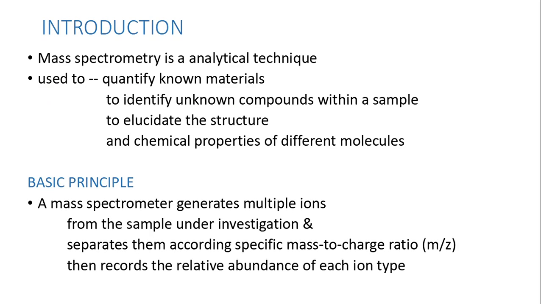So, coming to the introduction, mass spectrometry is an analytical technique used to quantify known materials, to identify unknown compounds within a sample, and to elucidate the structure and chemical properties of different molecules. So what is the basic principle? The basic principle is that a mass spectrometer generates multiple ions from the sample under investigation and separates them according to the specific mass to charge ratio, m by z. Then it records the relative abundance of each ion type.